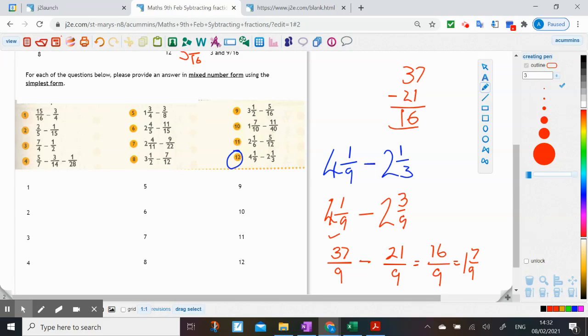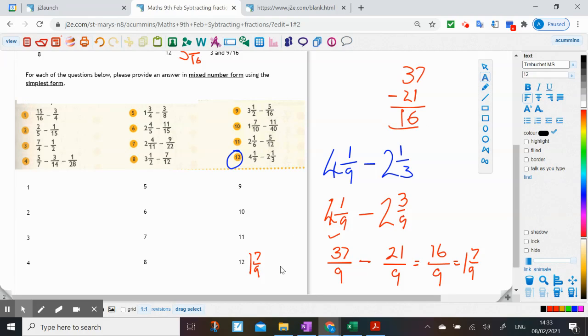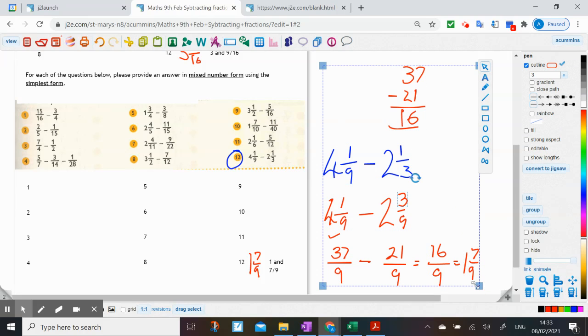And then the question becomes, is 7 ninths as simple as it gets? Well, 7 is in its timetable of its own, so it doesn't look like this one's going to go any further. So the final answer would be 1 and 7 ninths, or if you prefer to use it in the text tool, then 1 and 7/9. All right. Okay, I'll leave that final answer example there.